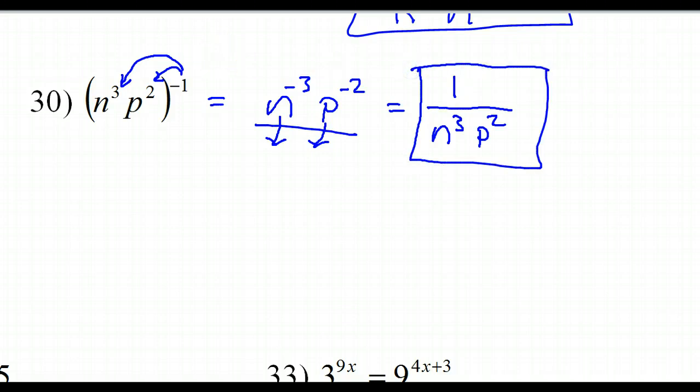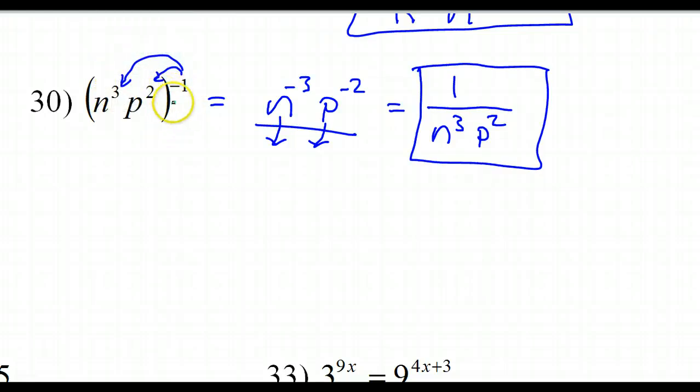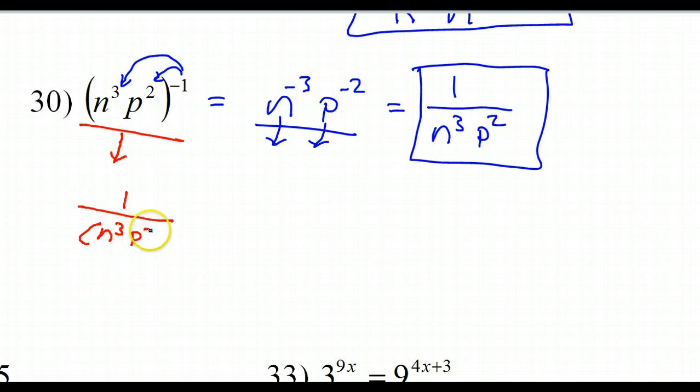Another way to think about this is if you have this negative power on the parentheses, you could just think of it as dropping this entire thing down. And so you could think of it as immediately becoming 1 over n to the third power p squared to the positive 1 power. And of course, then you realize, even before you write it, that you don't need the 1 and you don't need the parentheses. So you kind of immediately get this answer.